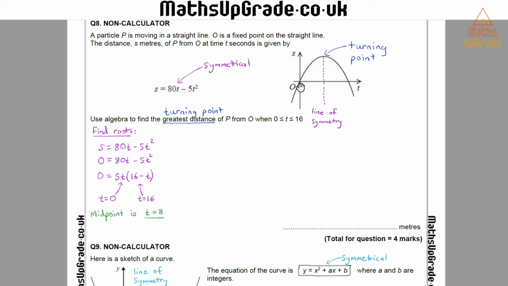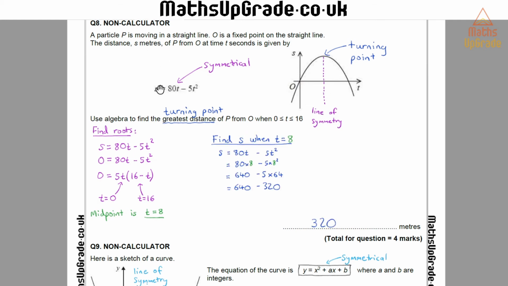They're the points at which the particle is at no distance from O. So that's where the curve cuts the axis. t equals 0, t equals 16. The line of symmetry here, therefore, must be at t equals 8. The midpoint is t equals 8. So I now need to find s when t equals 8.